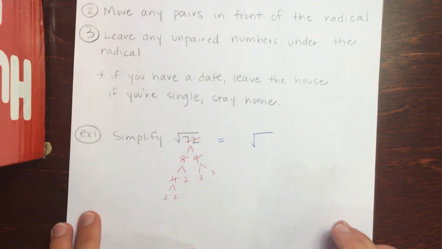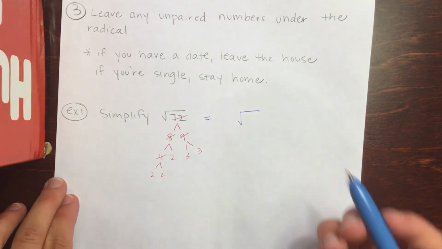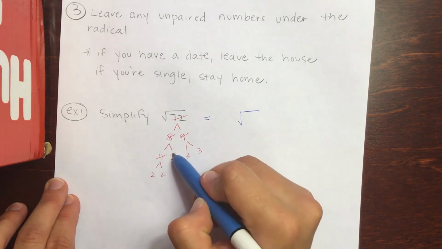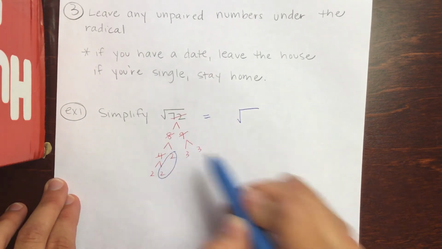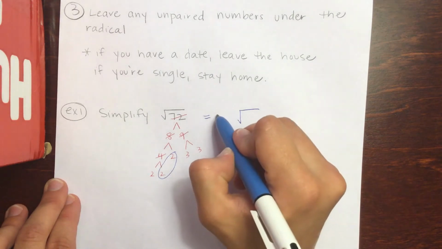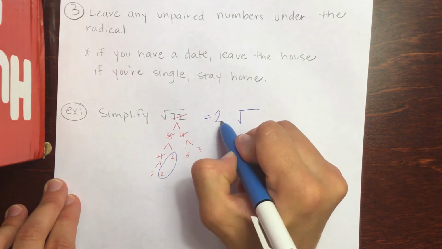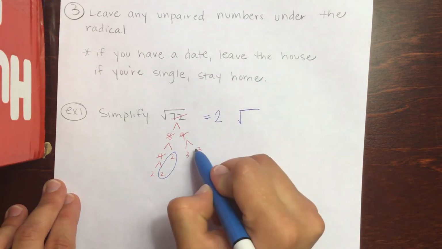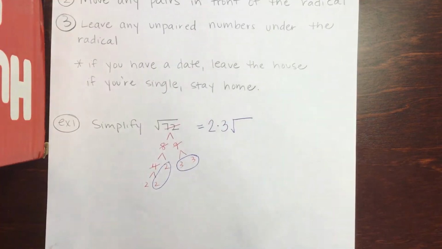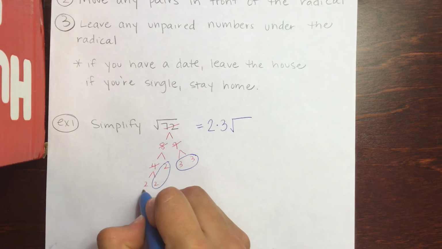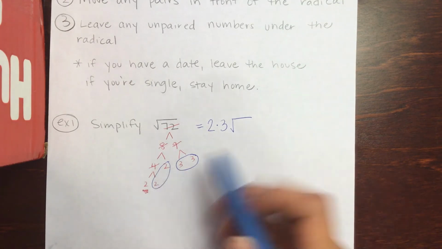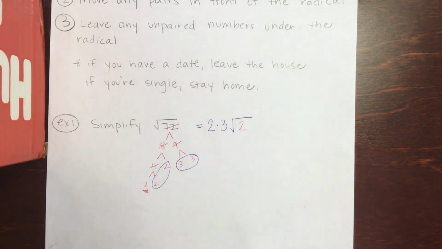If you have a date, leave the house. If you're single, stay home. It doesn't matter how you pair them up. I can choose to pair up these two 2s, these two 2s, or those two 2s. It doesn't really matter. The fact is that I have a pair of 2s that get to leave the house on a date. And I also have a pair of 3s that get to leave the house on a date. This 2 doesn't have anyone else to pair up with because these are already paired, so the single 2 stays home.